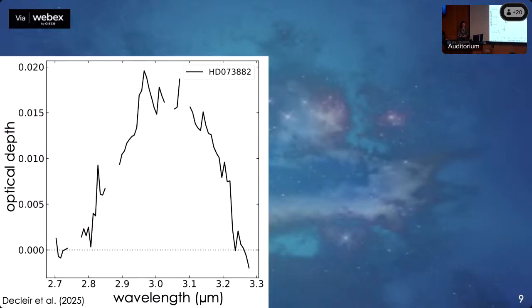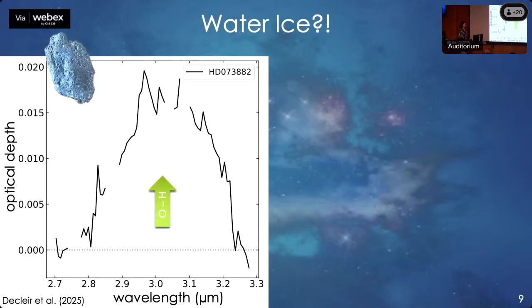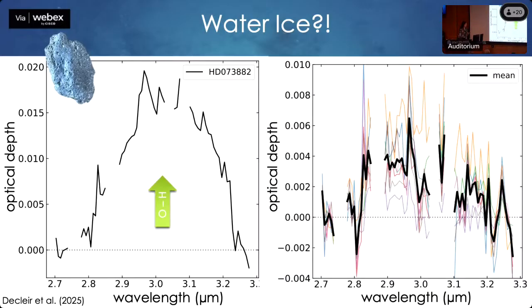But then there was another feature that really caught our attention in this specific sightline, HD 73882, around 3 micron. And this feature is likely caused by the stretching of oxygen-hydrogen in water ice. And also in the average spectrum, we see some sort of a feature around 3 micron. So that is a bit mysterious because it is generally believed that water ice can only form and survive in dense molecular clouds. But these are very, very diffuse sightlines. So we're not actually quite sure why we detect ice in these sightlines.